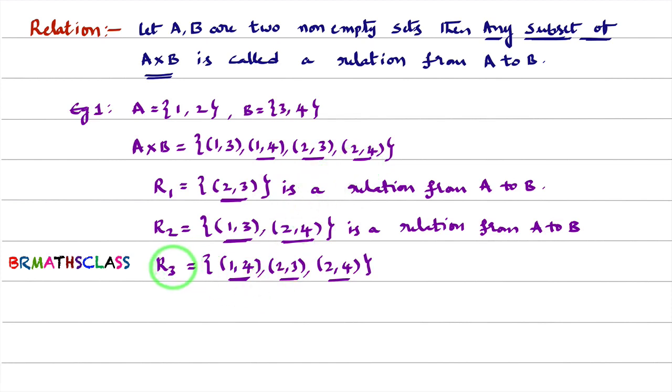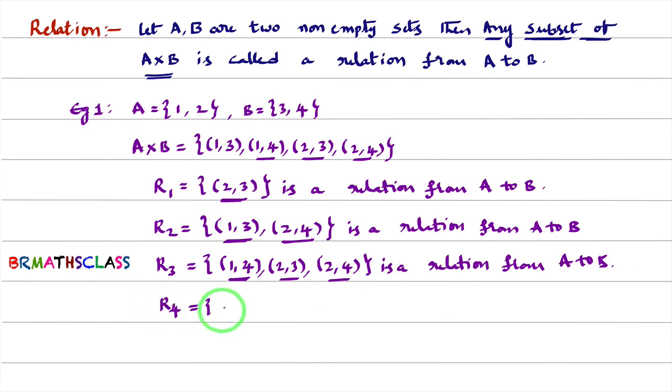All the elements present in R3 are present in A cross B. That means R3 is a subset of A cross B. When R3 is a subset of A cross B, then what you can say? You can say that it is a relation from A to B. Now, we will learn a few particular cases here.